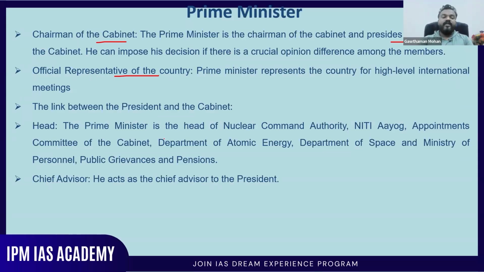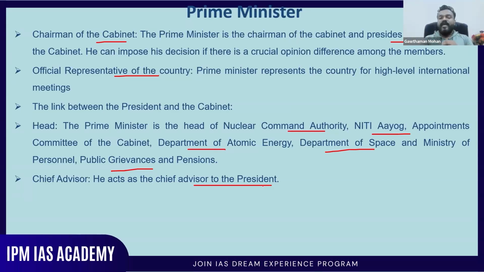So we already mentioned that. And the Prime Minister is the head of the Nuclear Command Authority. Niti Aayog appoints the committee of the Cabinet. Then the Department of Atomic Energy, the Department of Space and the Ministry of Personnel, Public Grievances and Pensions. And the Prime Minister acts as the Chief Advisor to the President. So these are some of the additional functions of the Prime Minister.